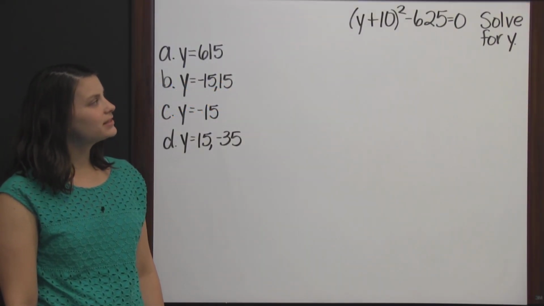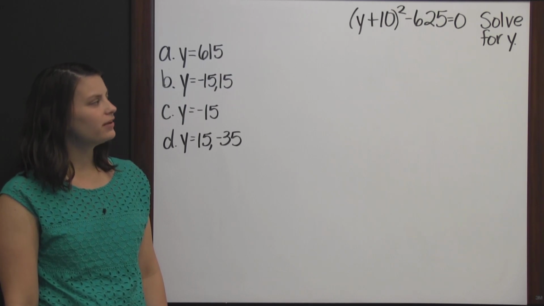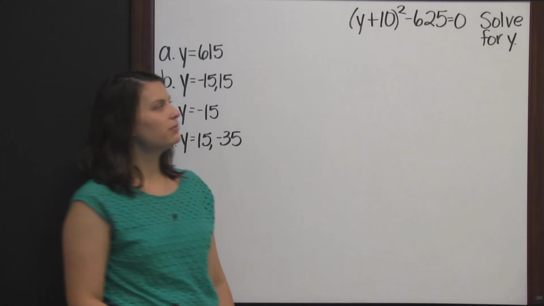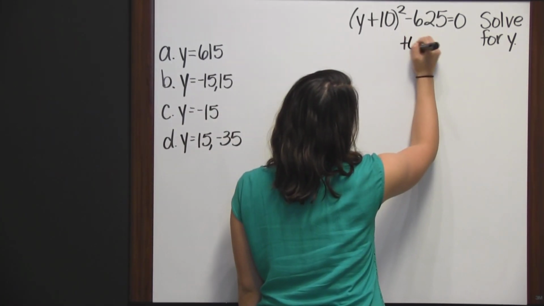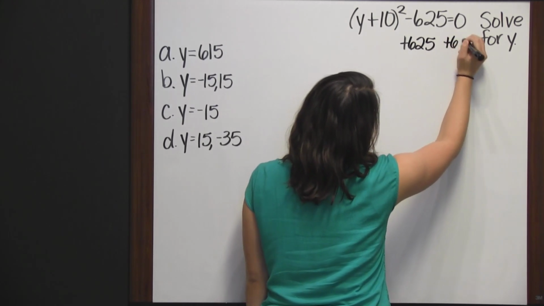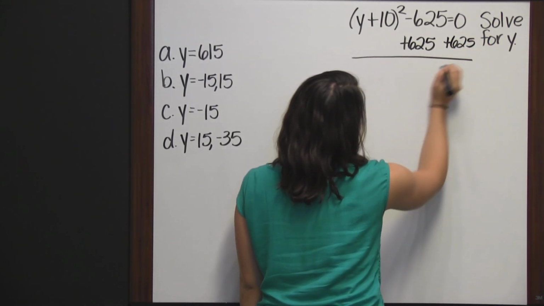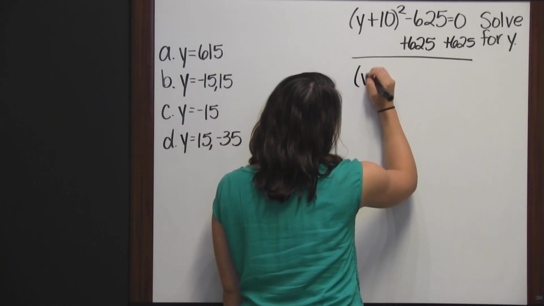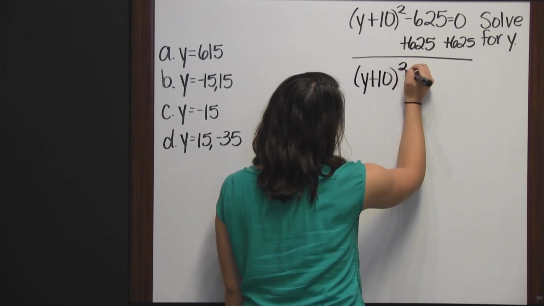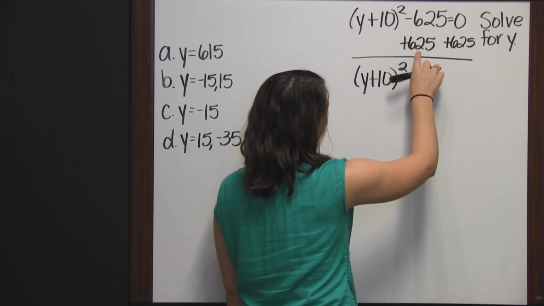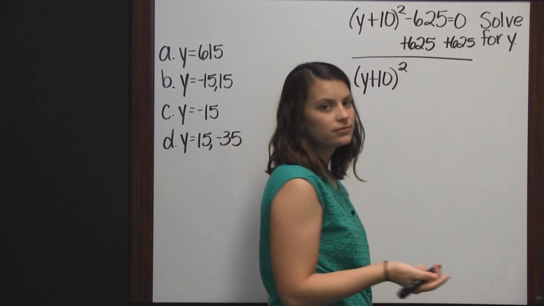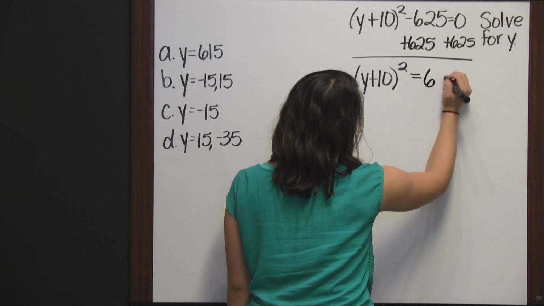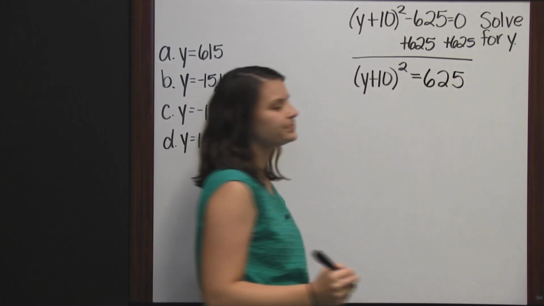The quantity y plus 10 squared minus 625 equals 0. Solve for y. The first thing we want to do is add 625 to both sides, because doing that is going to help us get y alone and thus solve for it. So we bring down our quantity y plus 10 squared. Negative 625 plus 625 is 0, so that just cancels out. And that equals 0 plus 625, which is 625.